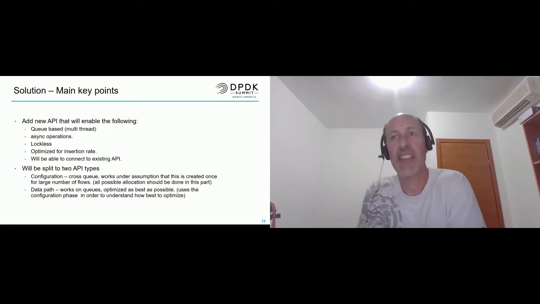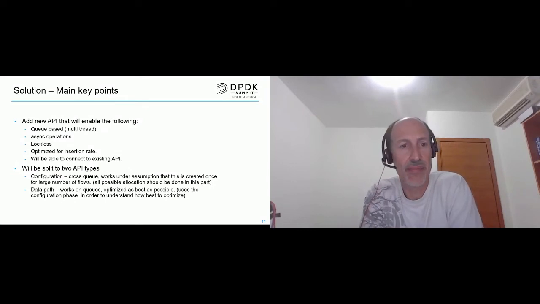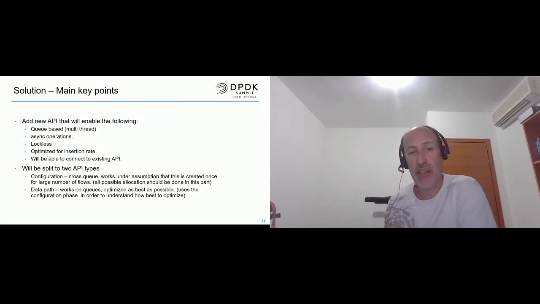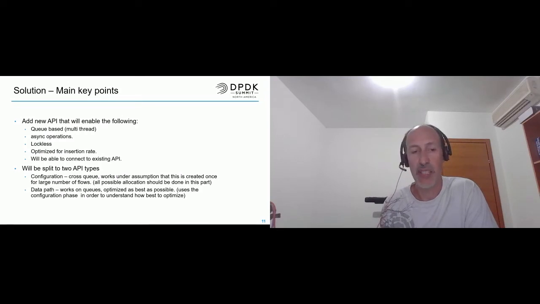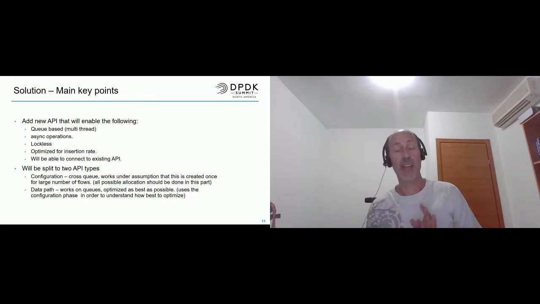What is the suggested solution? First of all, we want it to be queue-based. The queue-based design will also allow us to use multi-threading, like we know in all DPDK-related data paths. They are queue-based. They are assuming that each queue can be only accessed from one core, so no locks at all.